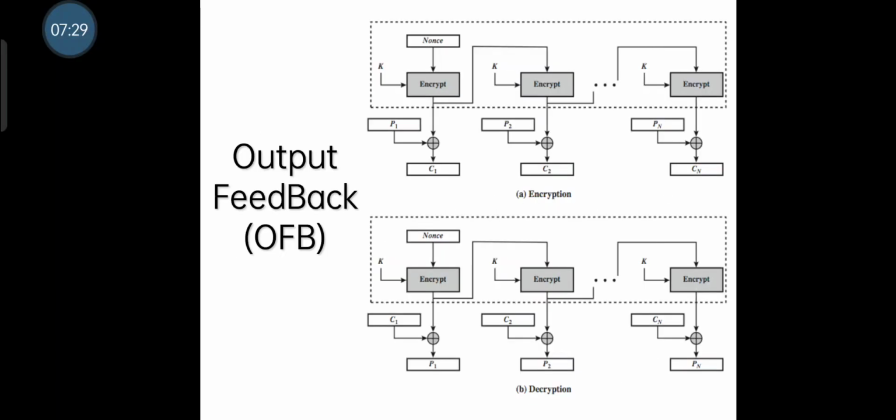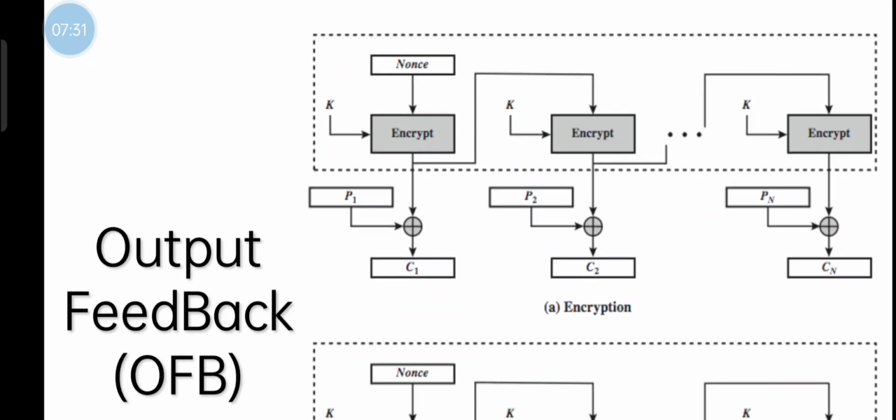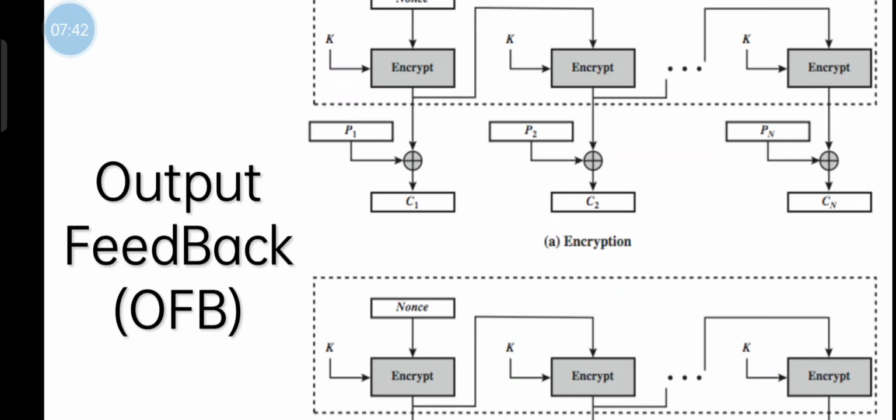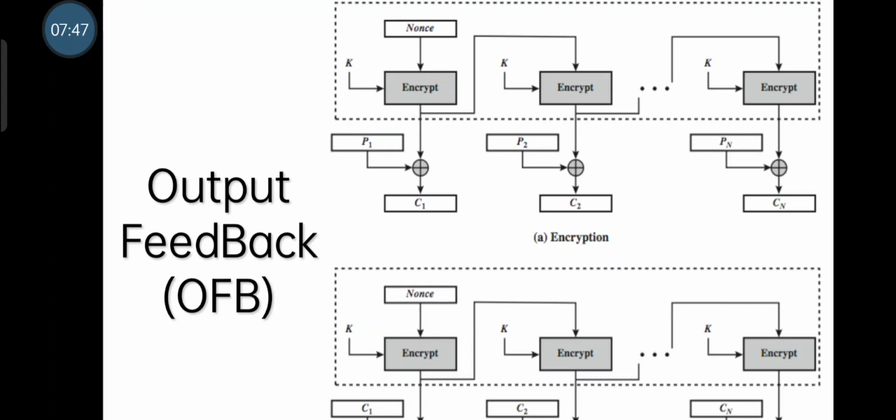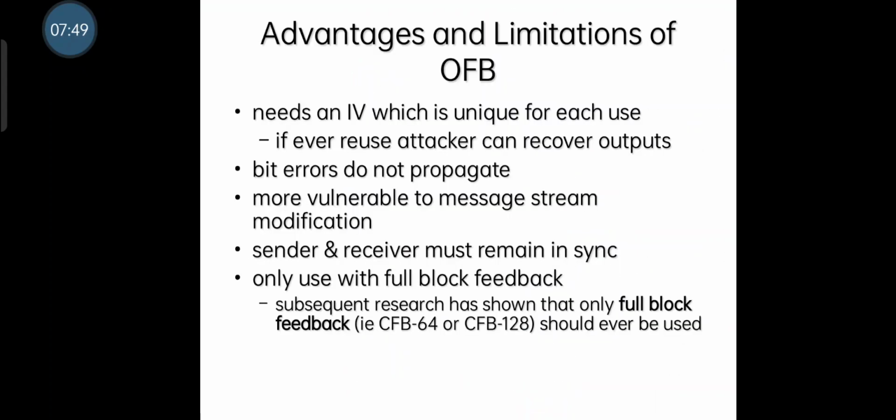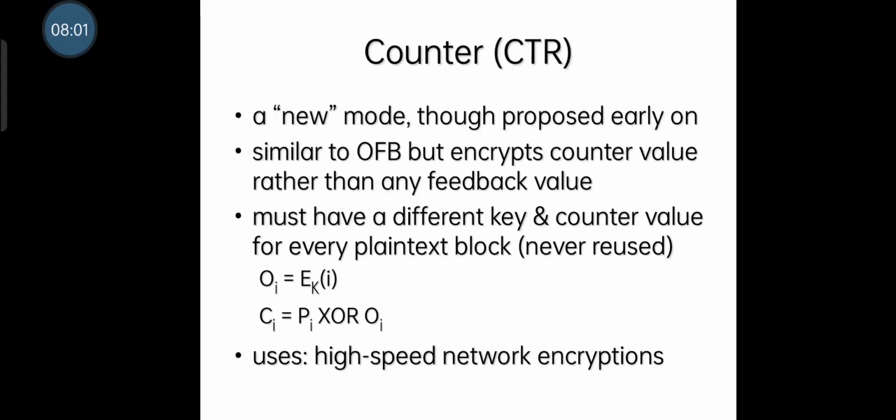This is the pictorial representation of output feedback mode. Here you can see that the output of the first stage is given to the input of the next. We won't wait for the final ciphertext; in between itself we will be sending the output to the next phase. The advantages are that it needs an IV which should be unique, and bit errors do not propagate here. It is vulnerable to message stream modification, and they should be synchronized.